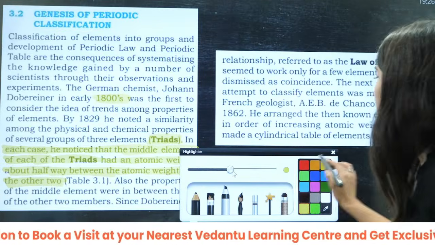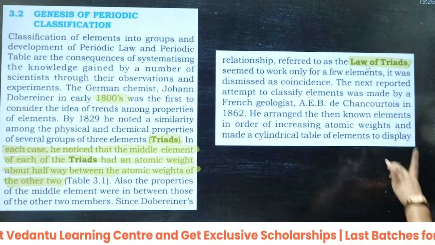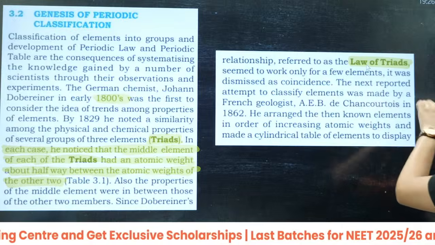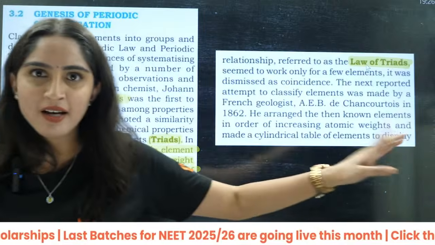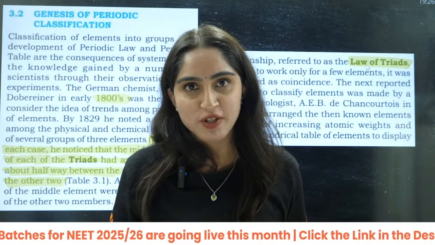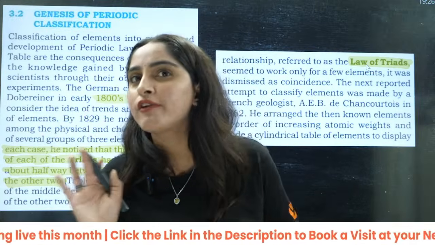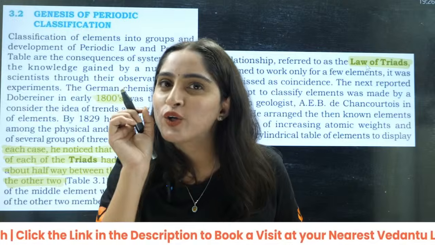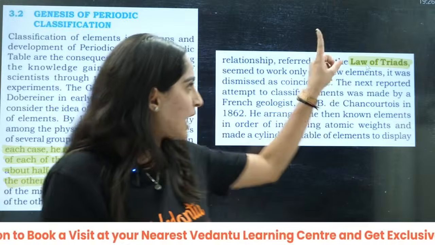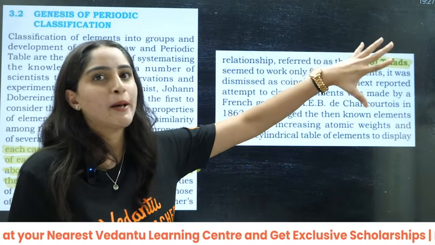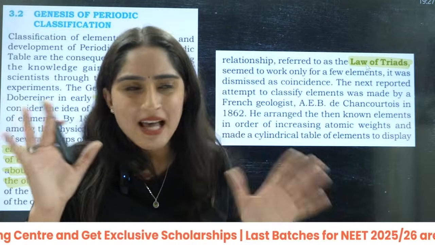Then he said that the relationship is referred to as the law of triads. He said these are the law of triads. It seemed to work only for a few elements, so it was dismissed as a coincidence. They said that there is nothing there. I told you one rule of inorganic chemistry: it should be applied everywhere. If that theory is not applied everywhere, the other scientists are going to dismiss that theory, right? Competition was there. So that is why they said, okay, this theory is not applicable for other elements. Maybe this is just a coincidence. There is no periodicity that is actually lying here.